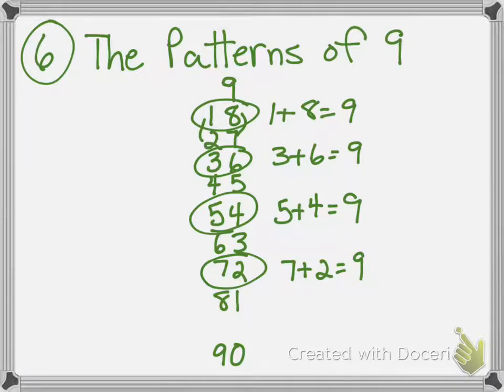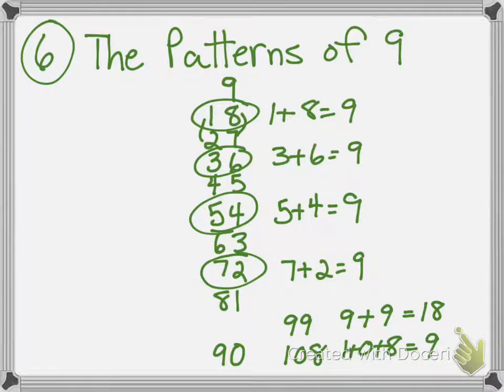Mrs. Ratzlaff, what about 9 times 11 and 9 times 12? Okay, well, let's take a look at those two. So here we go. 9 times 11 is 99. What would happen if we added those two numbers together? Well, we would get 18, wouldn't we? Okay, so that one doesn't work, but let's look at the next one. 108. 1 plus 0 plus 8 equals 9.